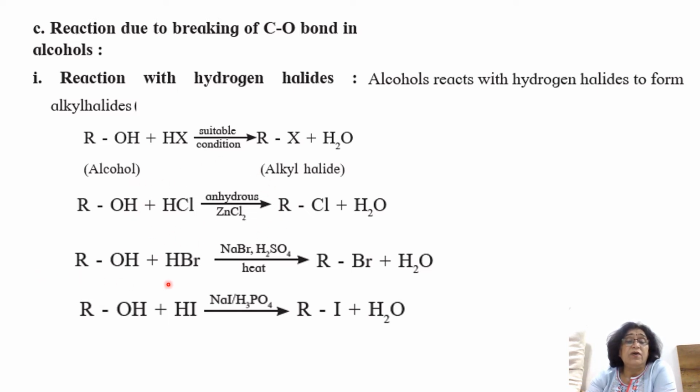And if you react alcohol with HBr, HBr is produced in situ by the reaction of sodium bromide and concentrated sulfuric acid and heat, you get alkyl bromide plus water. Then if alcohol is reacted with HI, HI is formed with the reaction of NaI and H3PO4, that means phosphoric acid, and you get alkyl iodide plus water. Okay, so this is the reaction with hydrogen halide. So alcohols react with hydrogen halide to give alkyl halide plus water.